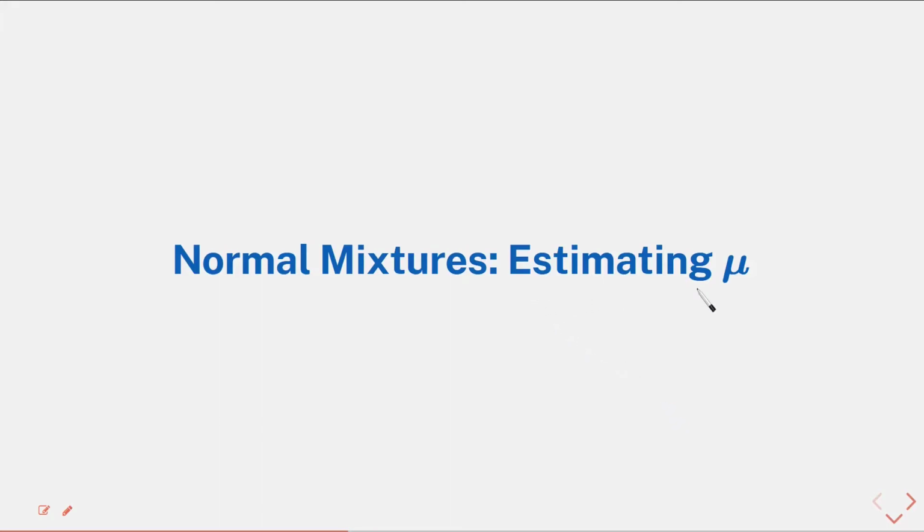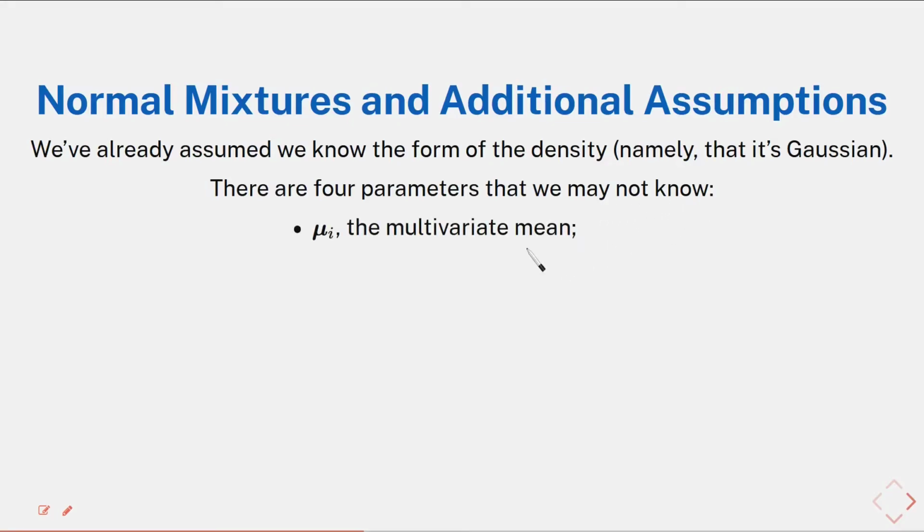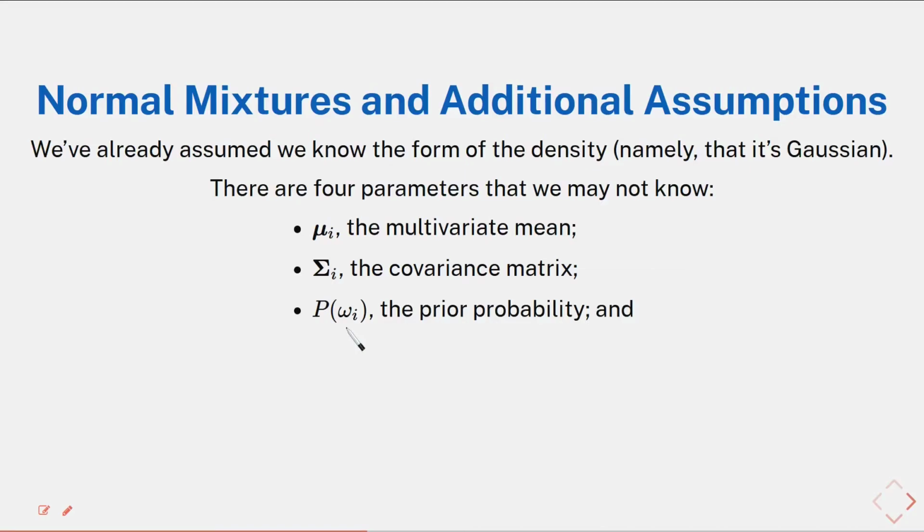Let's say that we're just estimating the mean from our data set, and we're estimating the mean for each one of our mixtures. We've already assumed that we know the form of the densities, so that it's Gaussian. There are 4 parameters that we don't know. One is the multivariate mean, so we're going to call this bold mu sub i. This is the multivariate mean for each one of the classes. The covariance matrix for each one of the classes, the prior probability for each one of the classes, and the total number of classes.